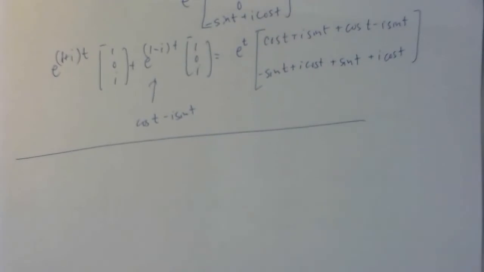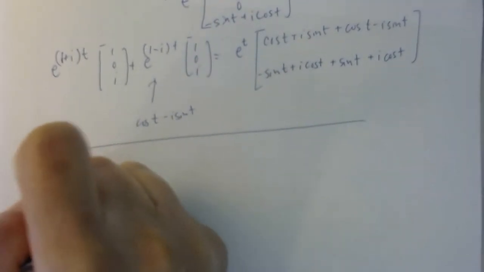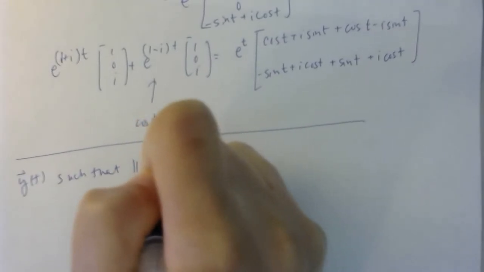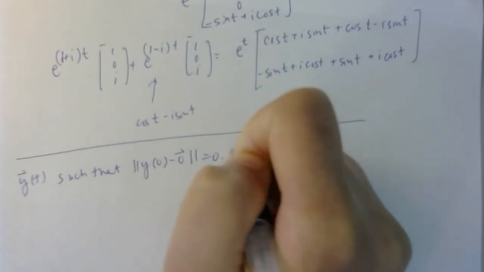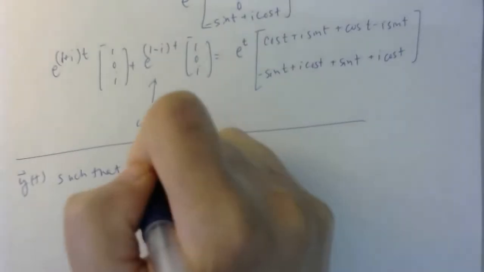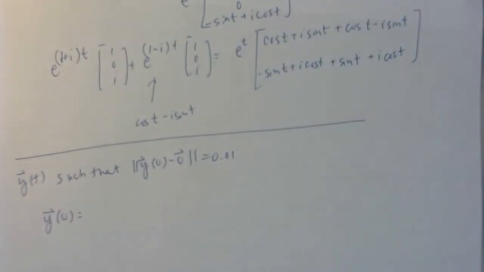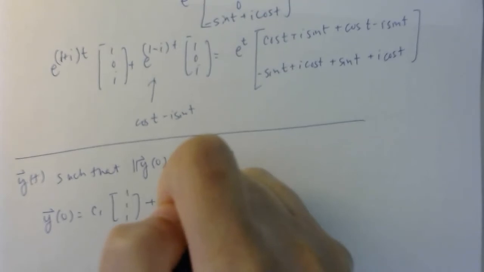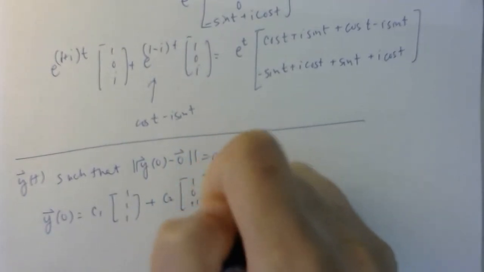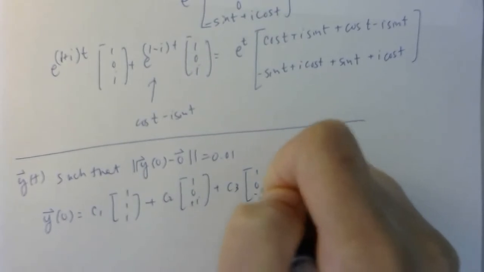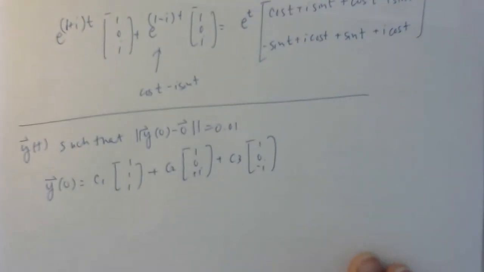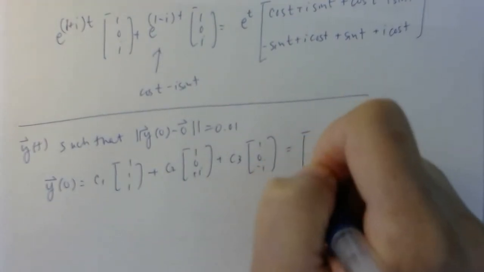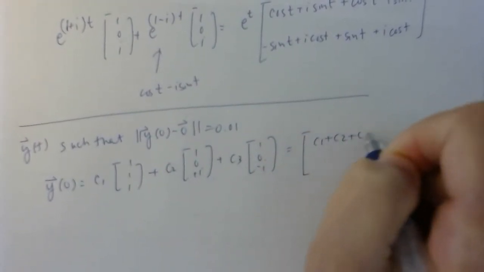The problem says, find a solution y of t such that the norm of y naught minus 0 is equal to 0.01. So what's y naught at 0? I have c1 (1, 1, 1) plus c2 (1, 0, i). Oh, yes, I guess I should have done this way. We don't have to do this so much in general. Okay, so if I've got this guy and I add it up, I can find c1, c2, and c3 that make this true, right? So this should be c1 plus c2 plus c3.